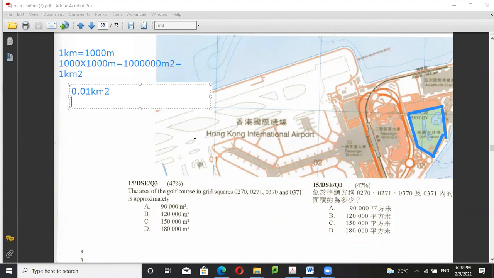Why? Originally for a square, it has 10 segments on the ruler. Originally it's 1 km, then right now it should be 100 m times 100 m. So one small square equals 10,000 m square. So accordingly, B. If you count 12 squares, then it should be B. Okay, that's it.